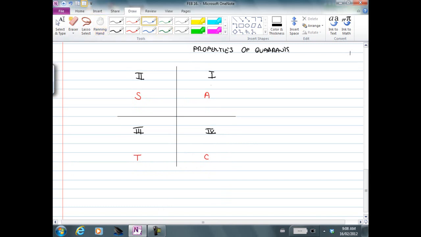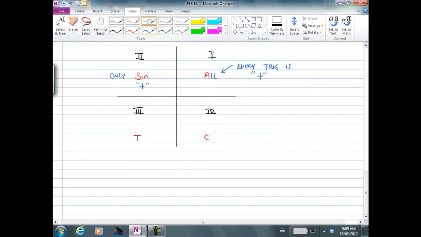This really means this. A stands for all, which means every trig function is positive here. That means sine, cos, and tan will always give you a positive answer if you're in quadrant 1. S stands for sine, which means only sine is positive. Only sine is positive. So you can probably figure out what T stands for. Only tan. And I want you to fill in the rest of this chart for me.